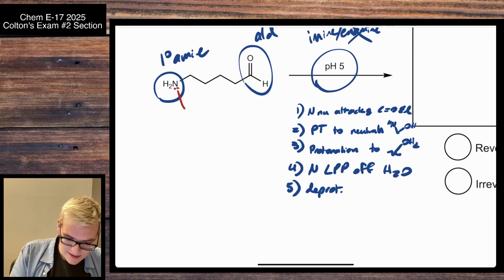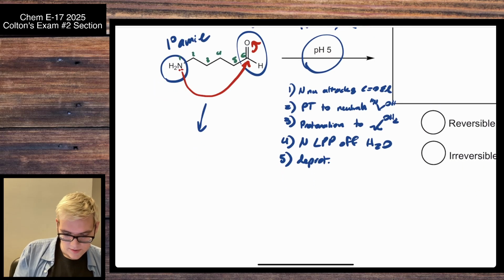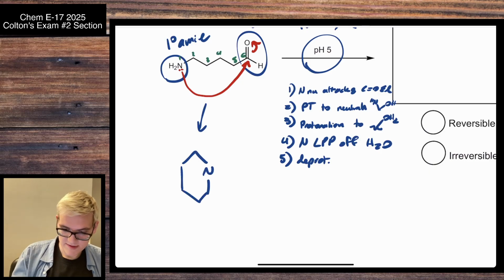So first step, the amine nucleophile attacks. This is going to make a ring. So I count 1, 2, 3, 4, 5, 6. We're making a 6-membered ring, and one of them is nitrogen. So I'm just going to put that in there. 6-membered ring, one of them is nitrogen. I number 1, 2, 3, 4, 5, 6.